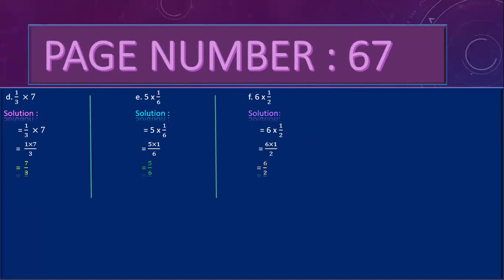5 multiplied by 1 by 6 is 5 over 6. And same, 6 multiplied by 1 by 2 will be 6 over 2. And if you add 1 by 2 six times, your answer also will be 6 by 2.